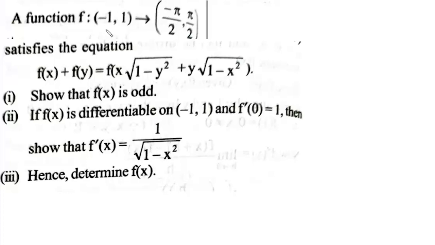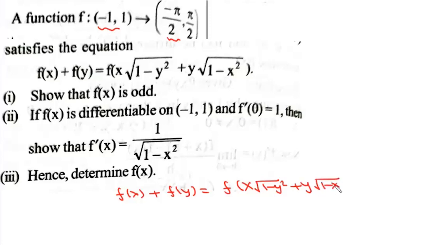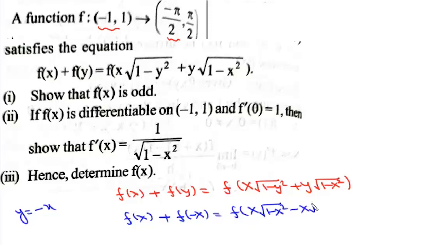Right, the question is, a function is defined from -1 to 1 to -pi/2 to +pi/2. It satisfies this equation, which is f(x) + f(y) = f(x) into under root of 1 - y square + y into under root of 1 - x square. Now, first is show that f(x) is an odd function. So what I'll do is I'll replace y with minus x. So now it'll be f(x) + f(-x), and here it will be f(x) into under root of 1 - x square, and then minus x into under root of 1 - x square, which is nothing but f(0).